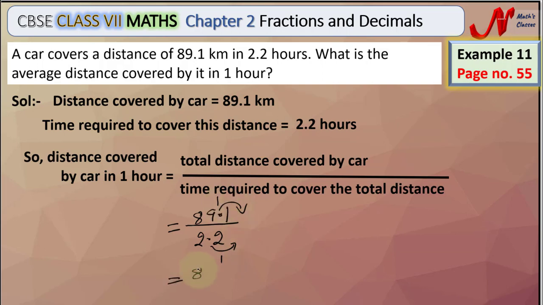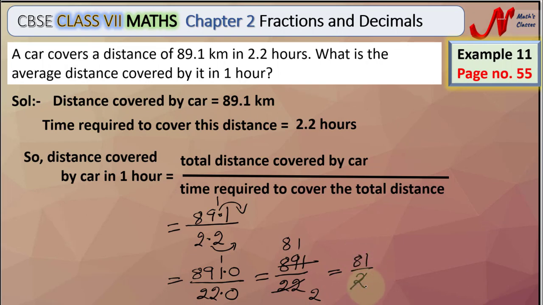So it can be written as 891.0 by 22.0, which is equal to 891 by 22. By cancelling: 11 twos are 22, 11 eights are 88, 1 remaining, so 11 ones are 11, which can be written as 81 by 2. By cancelling: 2 ones are 2, 2 forties are 80, 2 0s are 10. So we get 40.5 kilometers. So the car can cover 40.5 kilometers in 1 hour.